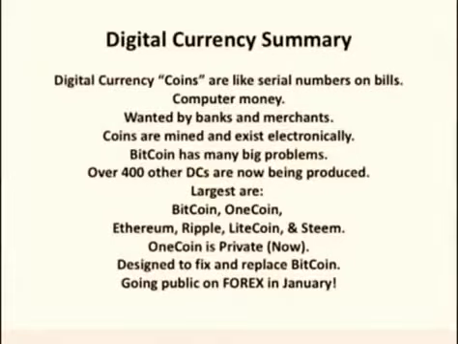The next slide shows that digital currency coins, you can think of a coin as just being like a serial number. It's computer money, and it's really useful for banks and merchants. The coins are mined. We'll get into that later, using mathematical equations, and they exist only electronically. So Bitcoin has many big problems, and there are over about 400 other digital currencies now being produced and offered on the internet. The largest are, and we will talk about each of these, Bitcoin, OneCoin, Ethereum, Ripple, Litecoin, and Steem. Now, OneCoin is a private company, and it's been designed to fix and replace the problems with Bitcoin.